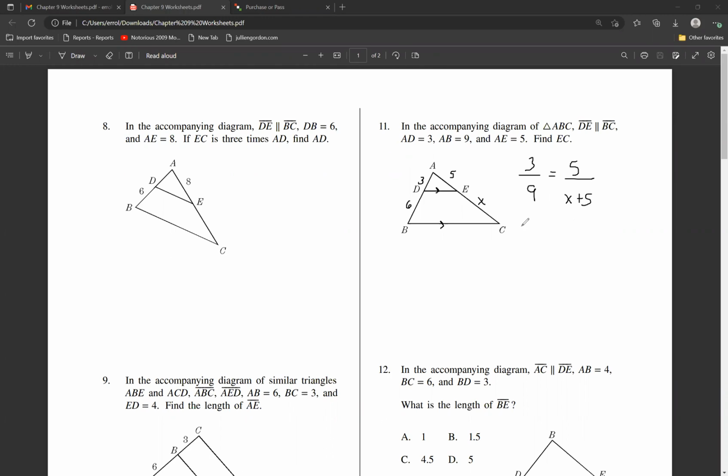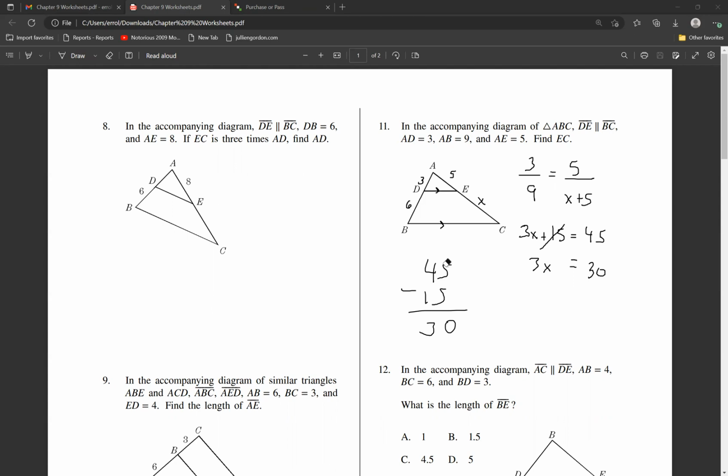What's this line right here? 3x plus 15. Good. Equals 9 times 5, 45. Okay, good. Now what do you do to both sides? Subtract 15. Good. So this will cancel out, right? So 3x equals, what's 45 minus 15? 30, right? 45 minus 15, that's 30.